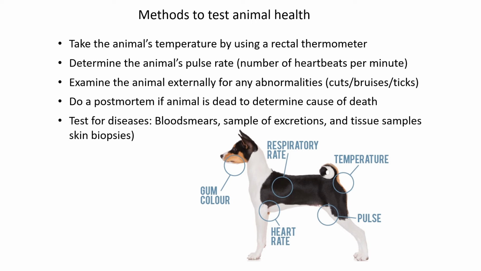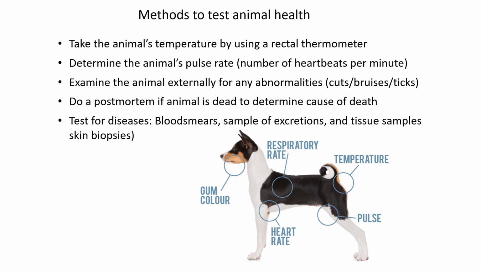Fourthly, do a post-mortem. If the animal is dead, determine the cause of death. A post-mortem is basically like an autopsy. It's an investigation to see what caused the death of the animal. So usually the animal is then cut up so that you can see what happened on the inside, the intestines or the stomach and all those organs, to see what happened.